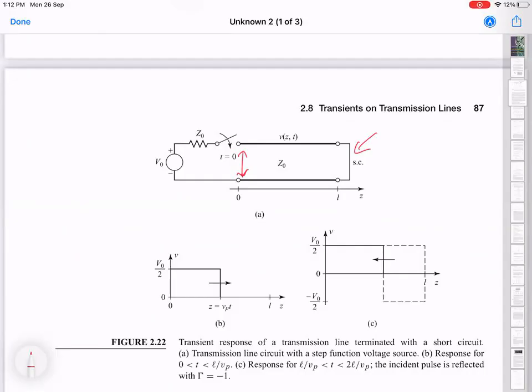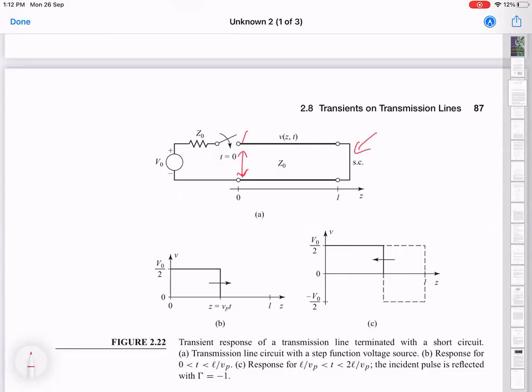Steady state voltage at this point. V0, V0 by 2, V0. Any other answers? Zero. Yeah, it's a short, right? The impedance between these two points is zero, so there is no voltage drop across. So how does one get to that zero answer?